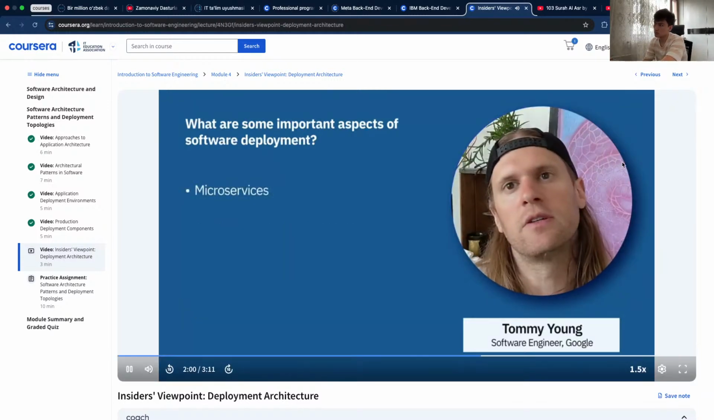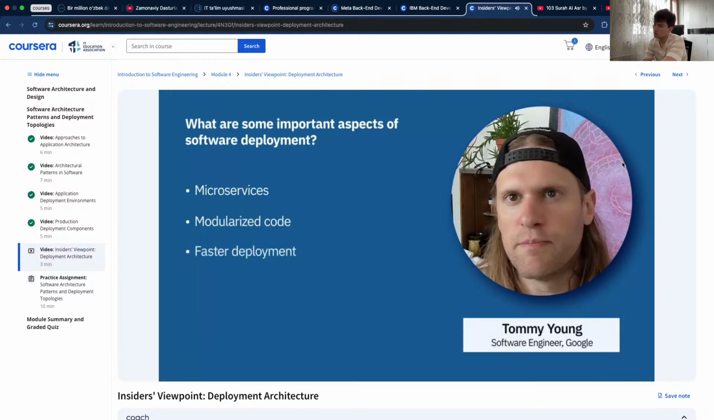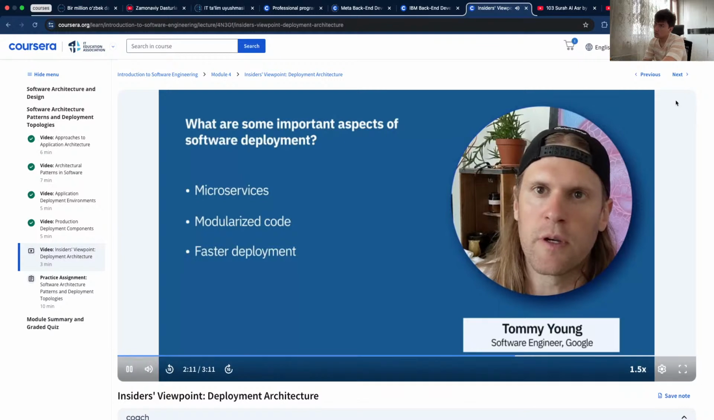These days, I think microservices and keeping code as modularized as possible, to avoid giant bloated behemoth code bases, is really important so that people can move fast and deploy fast.